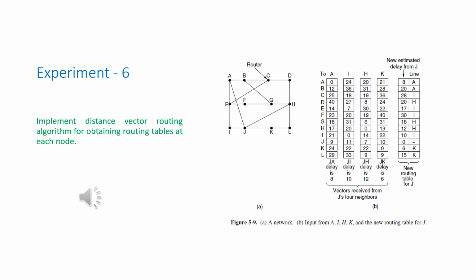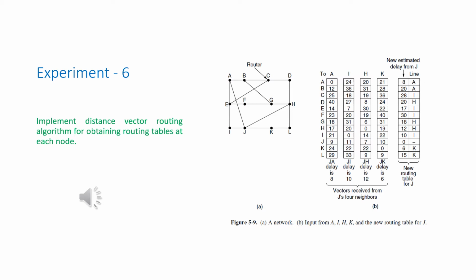So here router J is connected to A, I, K and H. These are the information related to your routing table with respect to J. So from J to A, the delay is 8 milliseconds, from J to I it is delayed by 10 milliseconds, from J to H it is delayed by 12 milliseconds, and J to K the delay is 6 milliseconds. Now you can see the values of this particular routing table.